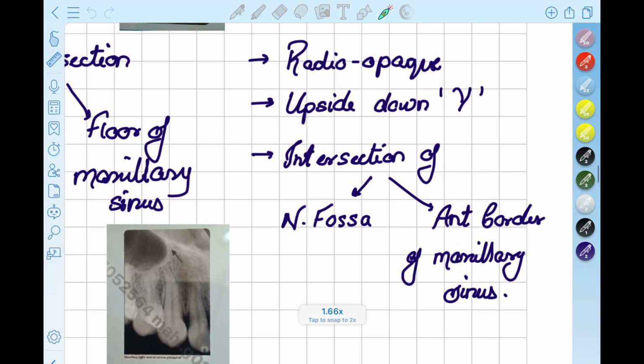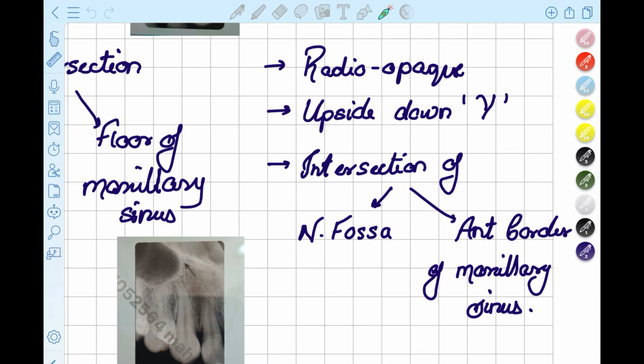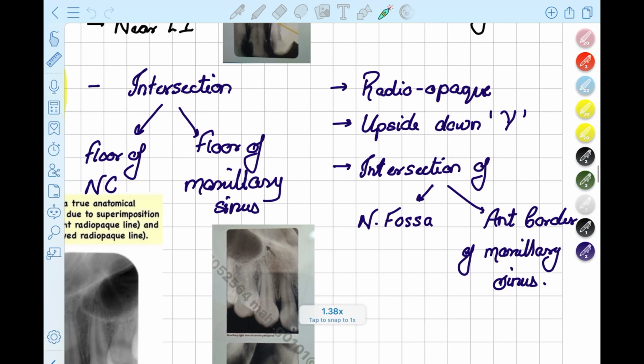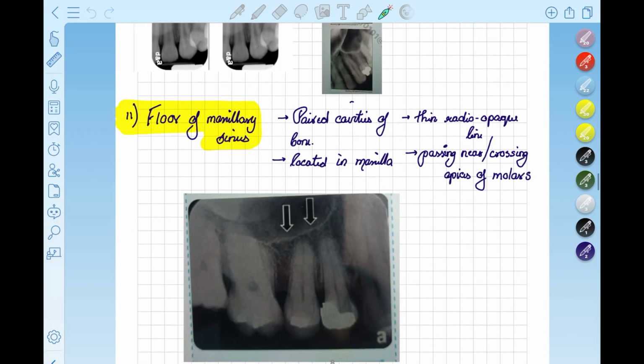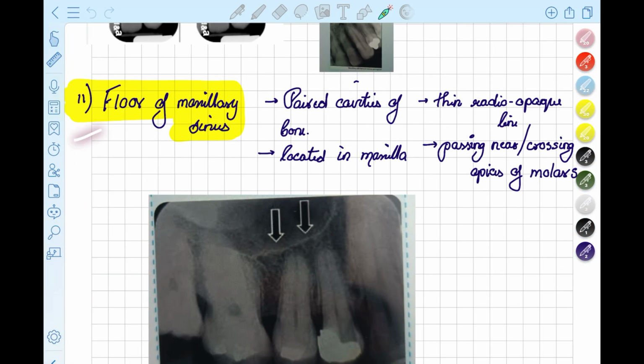On the radiograph, as we can see, it is a superimposed structure, so it appears radio-opaque. It also appears as an upside down Y, formed by the intersection of nasal fossa and the anterior border of maxillary sinus. The next structure we have to see is the floor of maxillary sinus, which also forms the Y line of Ennis. It is a paired cavity of bone.